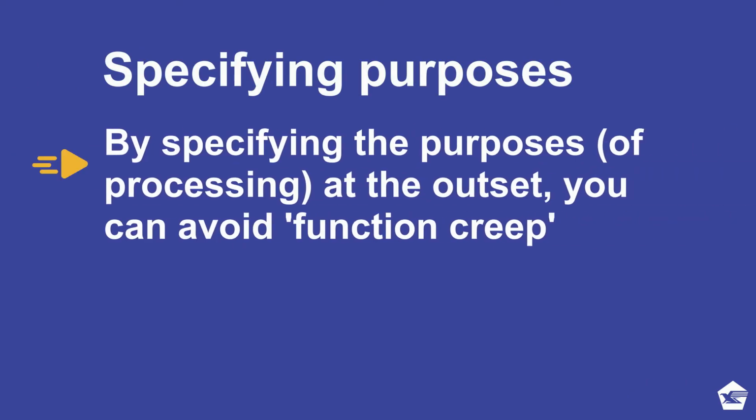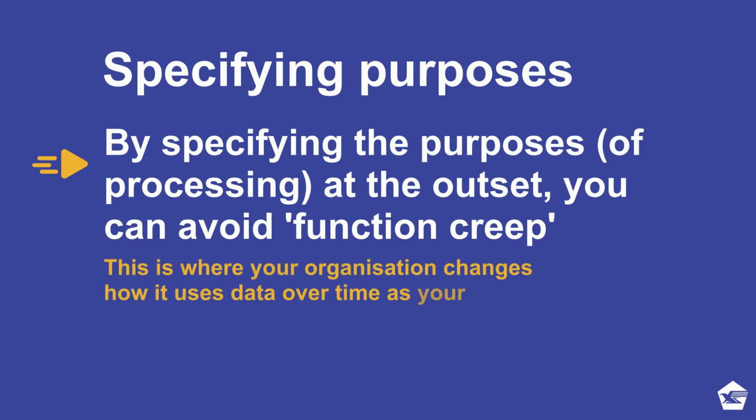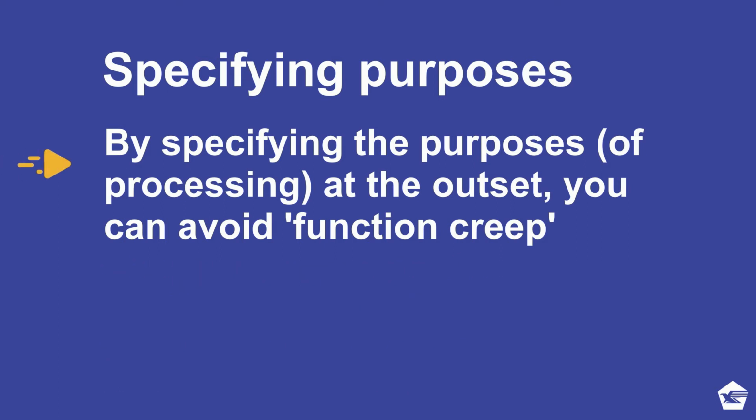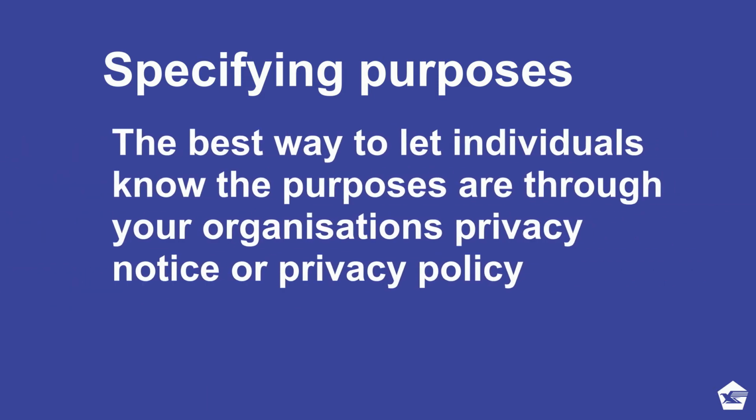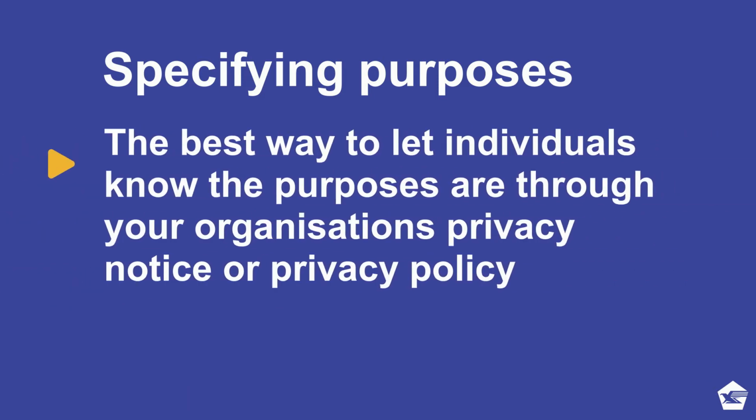Specifying purposes. Additionally, by specifying the purposes at the outset, you are able to avoid function creep, which is the result of your organisation changing how it uses data over time, as your internal processes change. This can be avoided by reviewing your processing purposes at set intervals, for example, every 3 to 6 months. Once again, the best way to let individuals know the purposes are through your organisation's privacy notice or privacy policy.